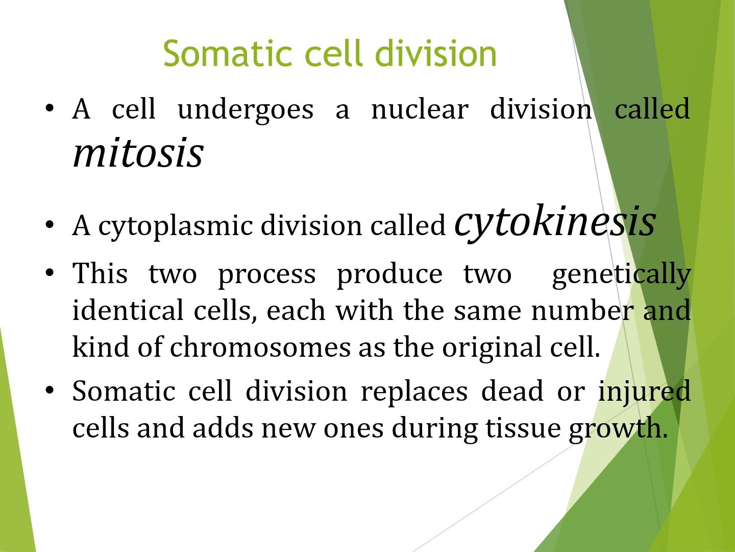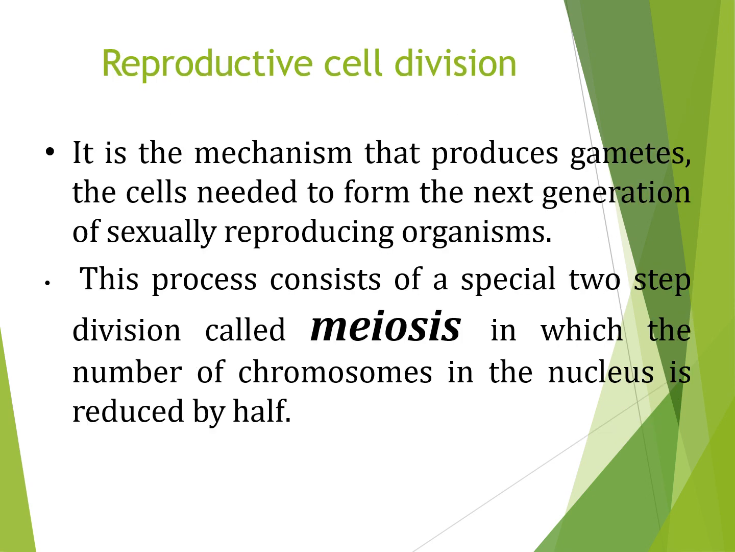First we are going to see about the somatic cell division. Somatic cell division mainly undergoes nuclear division. Cytoplasmic division is called cytokinesis. In somatic cell division, two genetically identical cells are produced from the parental cells. That is why we call it somatic cell division. Somatic cell division replaces only dead and injured cells, and produces new ones during tissue growth.